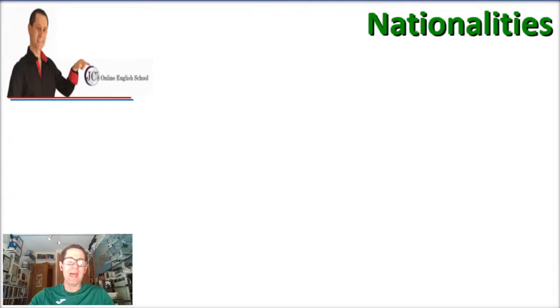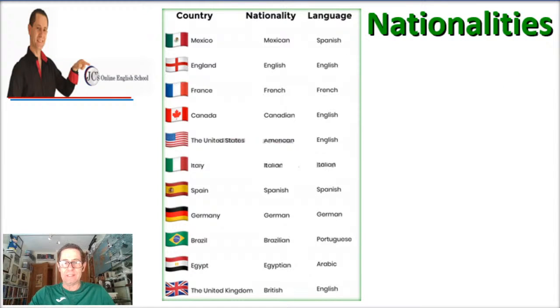Appreciate it. Now let's talk a little bit about nationalities. Okay, if your country is not here, I apologize. I will bring it next time. I just selected a few of them. So if your country is not here, I'm sorry. Anyway, on the left column we have the country. In the middle column we have the nationality, and on the right column we have the language. Okay, so let's read them one by one.